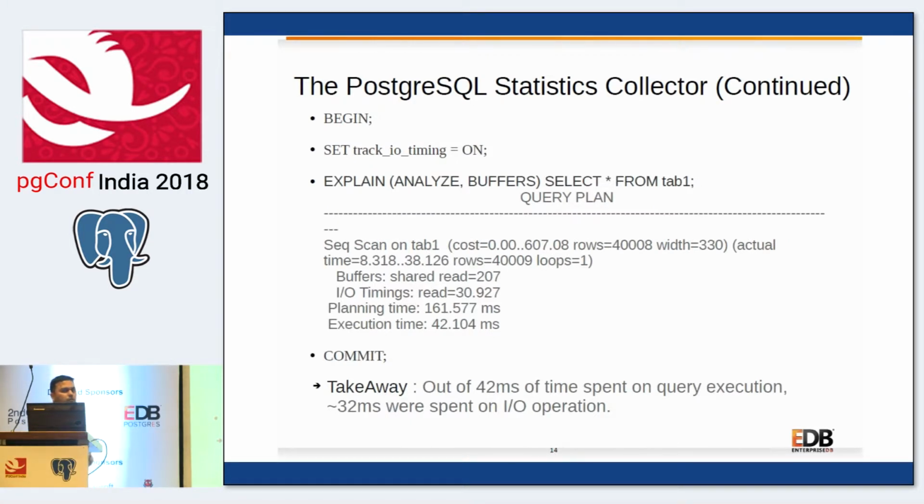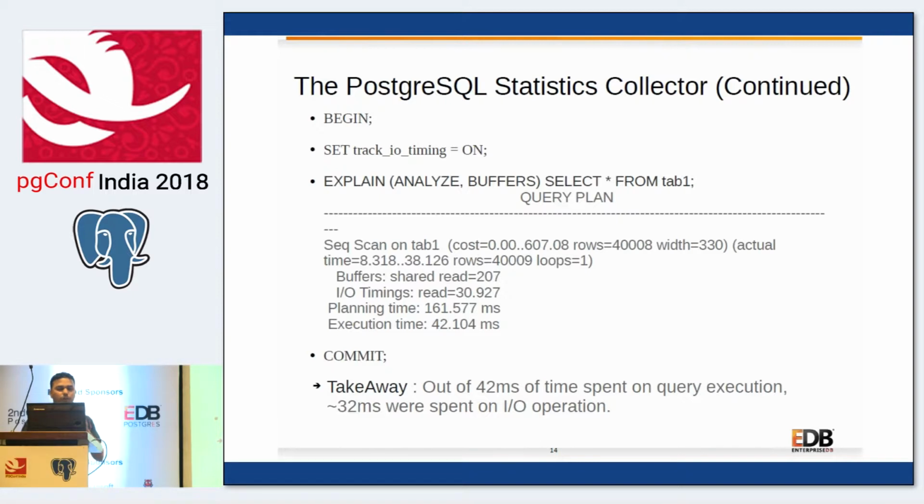So here is one small example where I have just started a transaction and I have set the IO timing to on. This is just to see how the IO timing affects the overall query performance. I have just run select star from tab1, a select on a simple table, and then I'm running it with explain, analyze, and buffers options enabled. Here you can see the overall query execution time is 42 milliseconds, and out of that 42 milliseconds, 30 milliseconds was spent on IO. So you can just imagine how IO can impact the overall query performance.